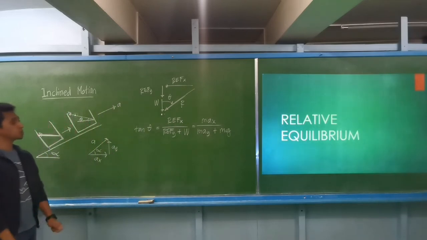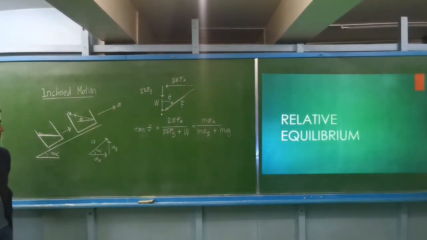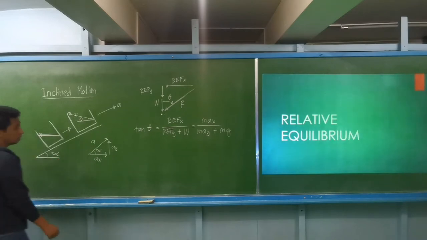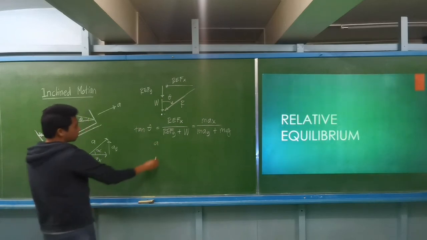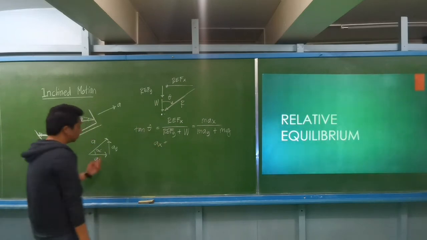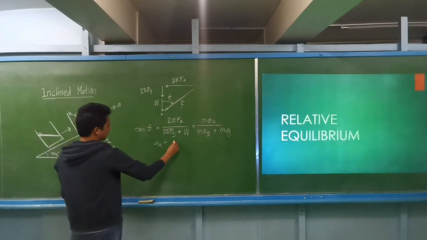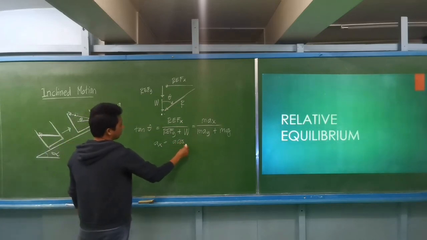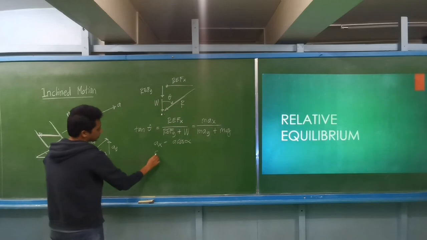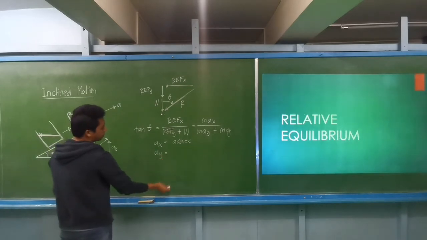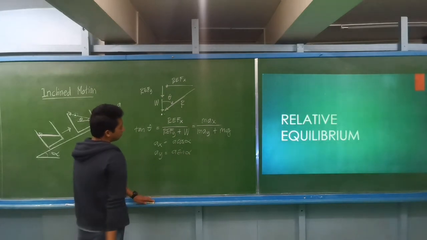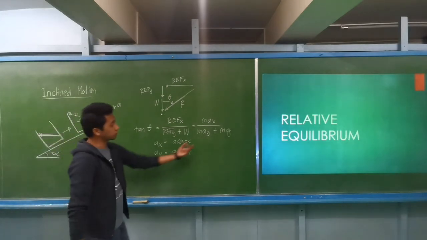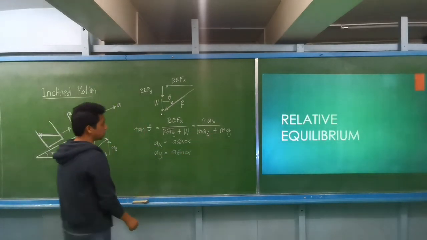So to compute for the acceleration along X and acceleration along Y, just based on this triangle for the components of the acceleration, the equivalent of acceleration along X is basically equal to the acceleration cosine of alpha. Then acceleration along Y is equal to the acceleration sine of alpha. Then we can factor out mass, so we can eliminate mass.